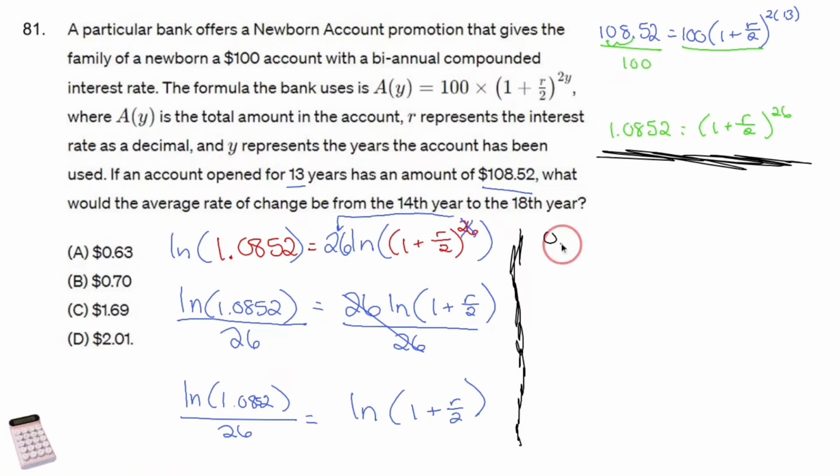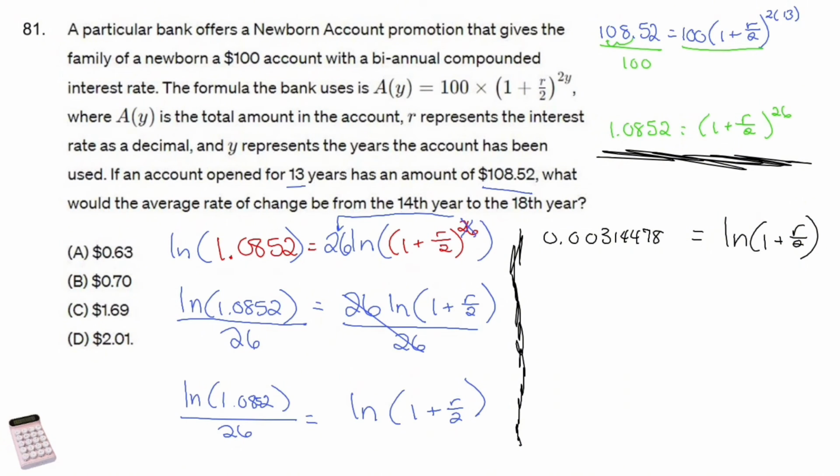We ended up with 0.00314478. I'm going to write out all of that. Does it seem like a lot? Do I care? No. That's going to equal ln of 1 plus r over 2. Now I need to unlock that r.